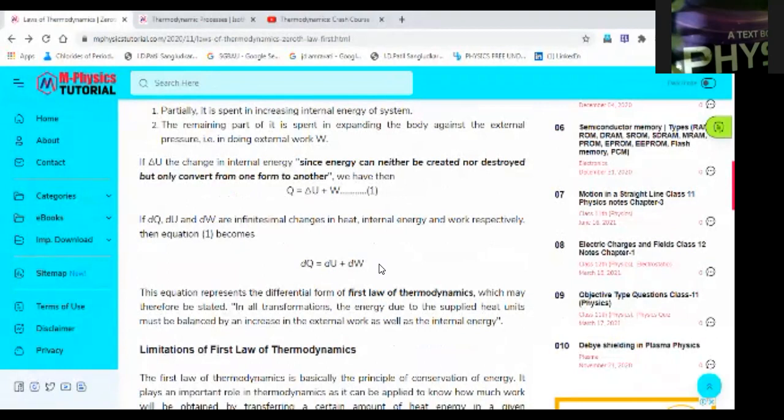Which may therefore be stated: in all transformations, the energy due to the supplied heat must be balanced by the increase in the external energy as well as the internal energy. Okay, so this is the first law. अब इस first law के some there are the limitations.